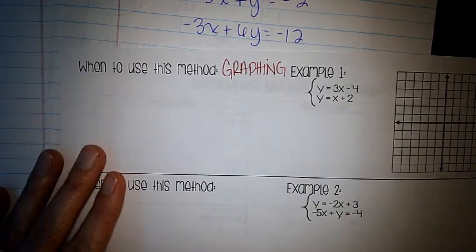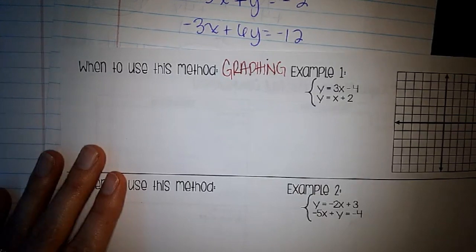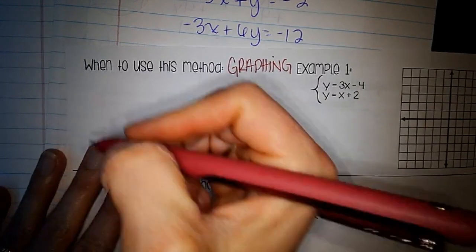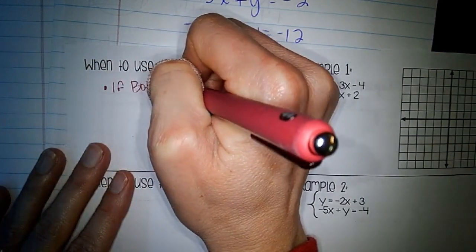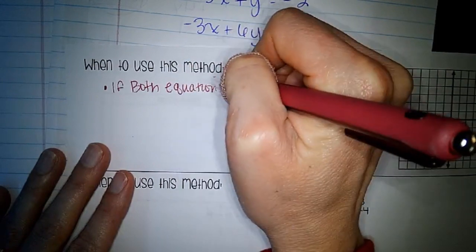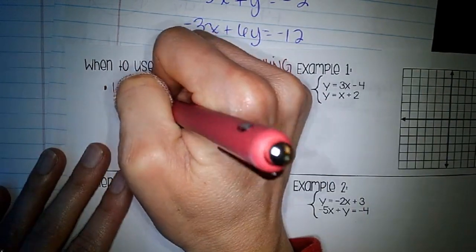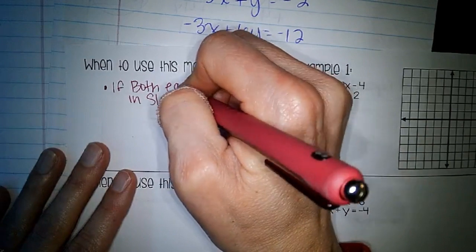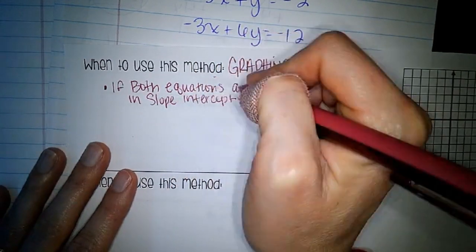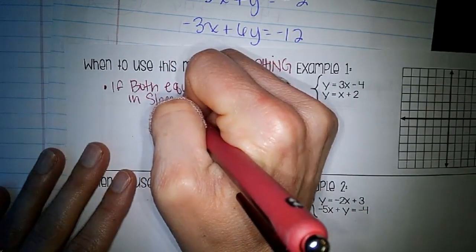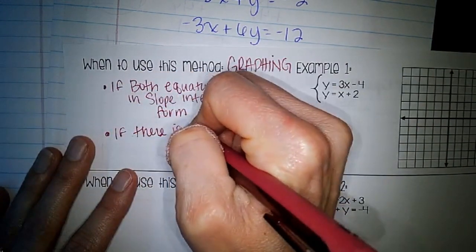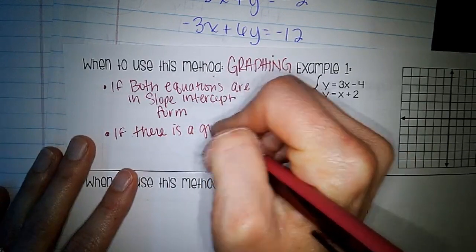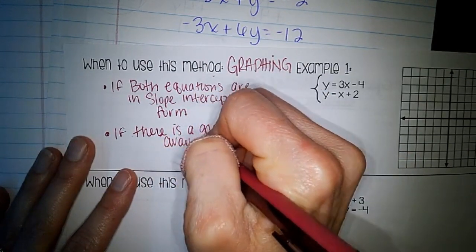The method of graphing. The only time that it makes sense to use graphing as your method is if both equations are in slope-intercept form, and if there is a graph available.